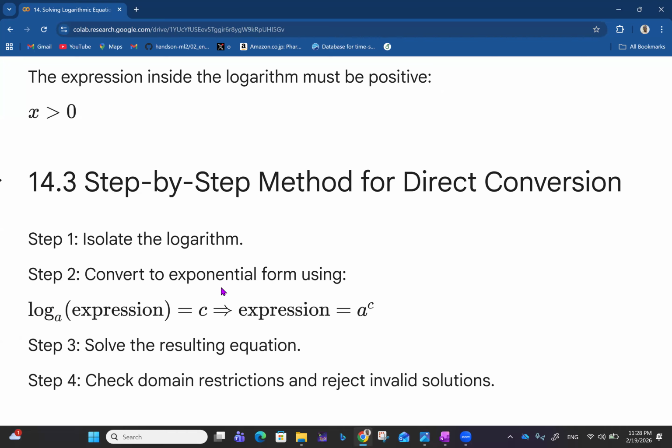After you do that, step 3 says solve the resulting equation. Then after solving, you want to check the domain restrictions and reject invalid solutions. Since we know certain conditions must be met, for instance, any x you get has to be positive, any negative x has to be rejected because you cannot take the log of a negative value.